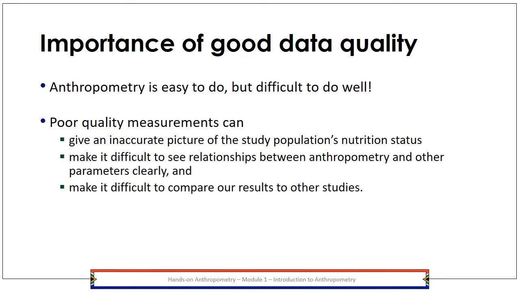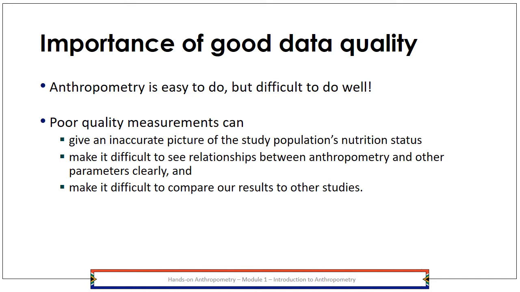It's important to understand that all anthropometric measurements aren't equally good. Anthropometry looks very easy to do, but it's quite difficult to do it properly. That's why the anthropometrists who will be taking the measurements for this survey have to receive intensive training. If the anthropometric measurements are done poorly, it can affect the results of our study in several ways. Firstly, it will give us an inaccurate picture of our population's nutrition status, and we may be left thinking they are more well-nourished or more malnourished than is really the case.